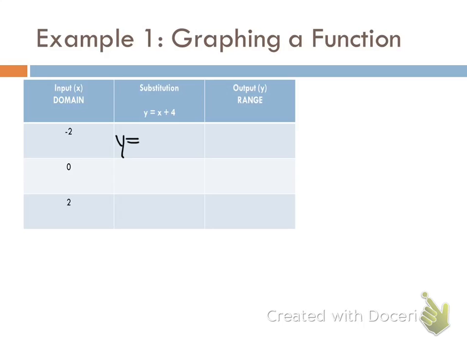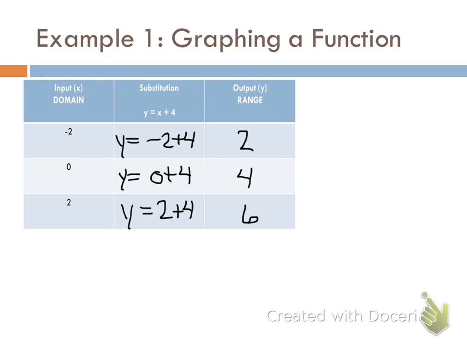I do y equals -2 plus 4, y equals 0 plus 4, and y equals 2 plus 4. All right, and I evaluate, and my output is 2, 4, and 6. Now, yesterday this is where I stopped. But now I want to show you that we can take our domain and our range, what we put into the function and what we took out of it, and we can make an ordered pair out of it. -2, 2.